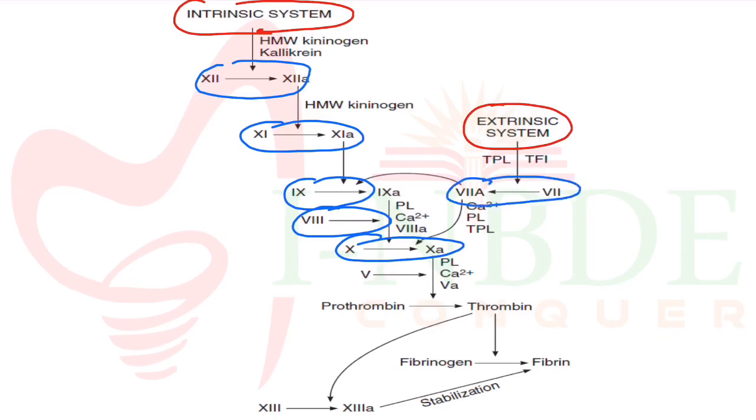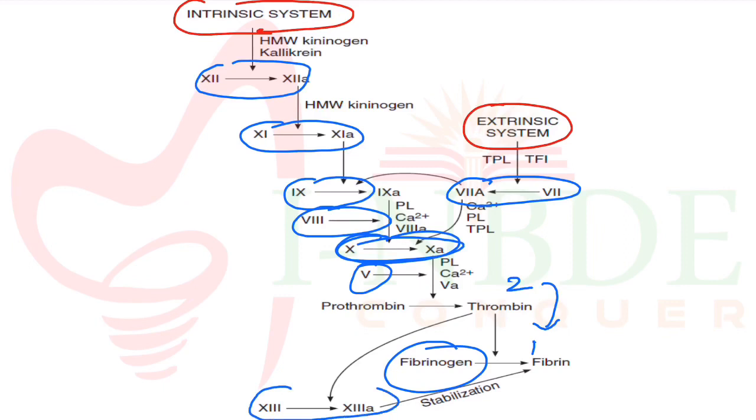Extrinsic pathway is going to activate 7. 7 is going to activate 10. Whenever 10 is activated, 10 is going to activate 5. 5 is going to activate 2. 2 is going to finally activate 1. That is, 1 is nothing but fibrinogen. At the last step, the 13th factor is going to provide the stabilizing conversion of fibrinogen to fibrin. So this is in a sequence.